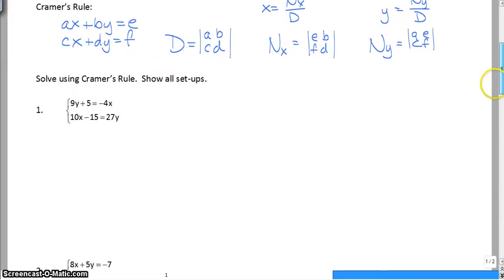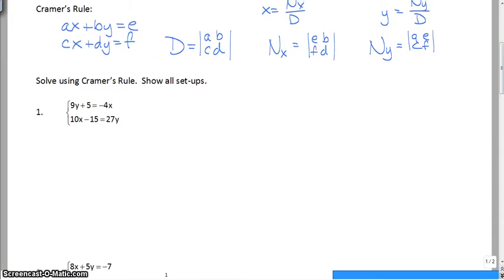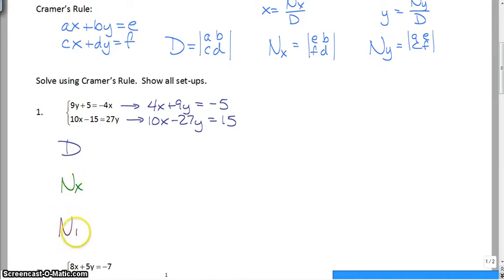So, first thing you have to do is make sure you're in Ax plus By is equal to C. You do not have to follow the rule of A having to be positive for these. Okay? So first we have to change this one to 4x plus 9y is equal to negative 5. And we have to change this one to 10x minus 27y is equal to 15. Okay? So now we have to find three determinants. We have our D, then we're going to find our NX, and we're going to find our NY.